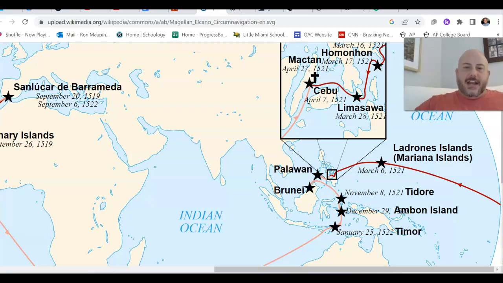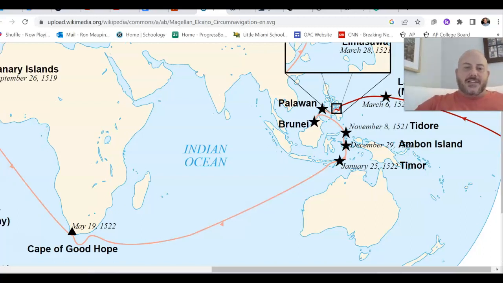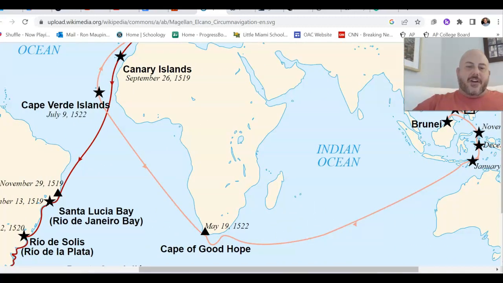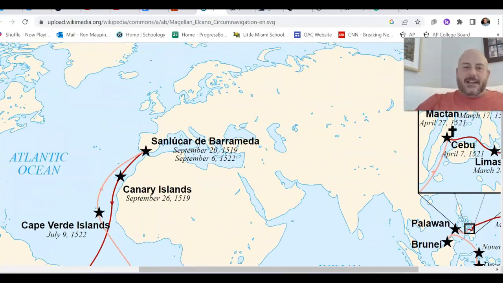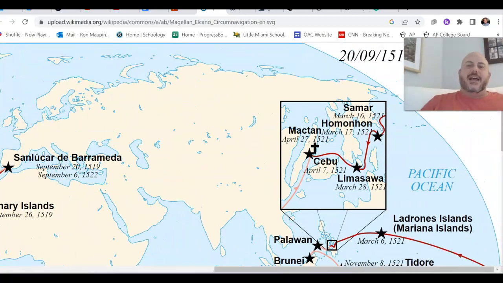As you can see here, the crew will continue the voyage through what is going to be today modern Indonesia, through the southern parts of the Indian Ocean, around the Cape of Good Hope at the southern tip of Africa, and making their way finally back to Spain. Once again, this is going to be a 3-year-long mission that is going to actually show that humans can circumnavigate the globe.